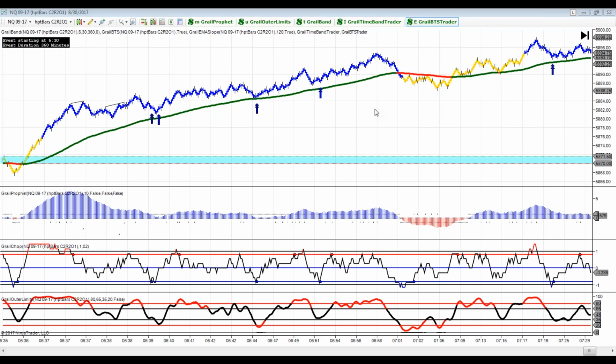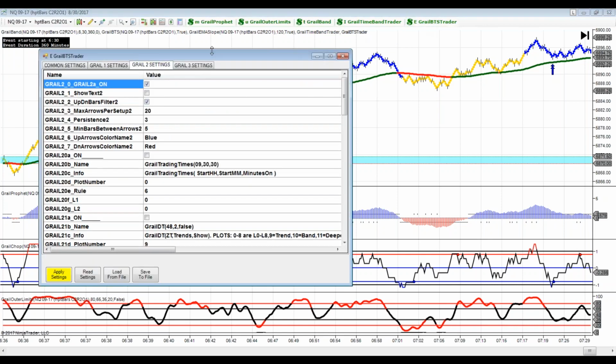Question, Arjun, the Grail 2 BTS Trader, Grail trading time I have 9:30. It's not on though, I don't think, Arjun. Let me look. Yeah, this is what you're referring to here. It's not on. It's just off. So it doesn't matter what's in there. That's just a default. But good question. It's just off. There's nothing. It doesn't matter what you put in here. It's just not working.